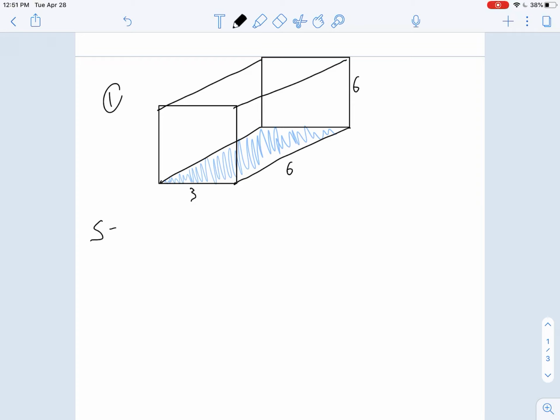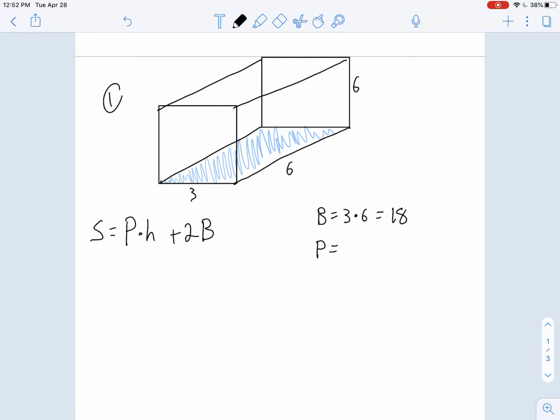All right, so things that I need for my formula. My formula was S equals capital P times H plus 2 times capital B. Now, to find the area of my base, the blue part, my capital B equals 3 times 6, which gives me how much? Type in your calculator, you should get 18. Now that value we're going to take and plug back in.